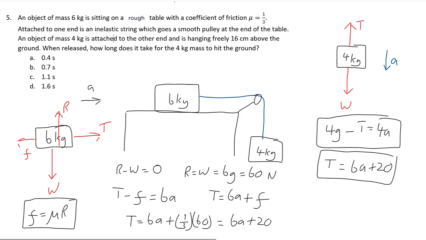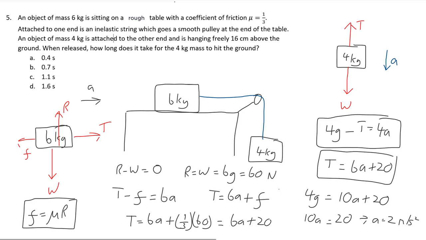Hopefully you feel comfortable solving these 2 equations. For example, for 4g minus T, instead of that T you could put in 6a plus 20. Or what I'm going to do is add the 2 equations together, add the left-hand sides together and add the right-hand sides together. The reason I do that is because when I do that, I get 4g minus T plus T, and the T's cancel, so I just have 4g. And the right-hand side, I get 4a plus 6a plus 20, which is 10a plus 20. I now have an equation with only one unknown in it. Remember, g is known, it is 10 meters per second squared. If I rearrange that, I get 10a is equal to 4g minus 20, which is 40 minus 20, or 20. I get 10a is equal to 20, and therefore a is equal to 2 meters per second squared.